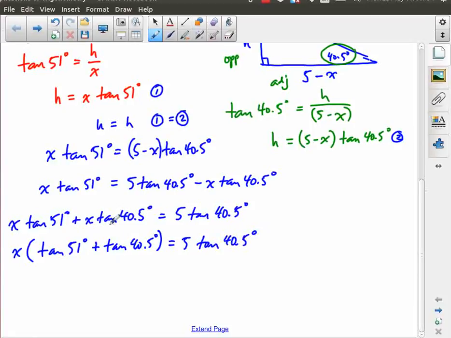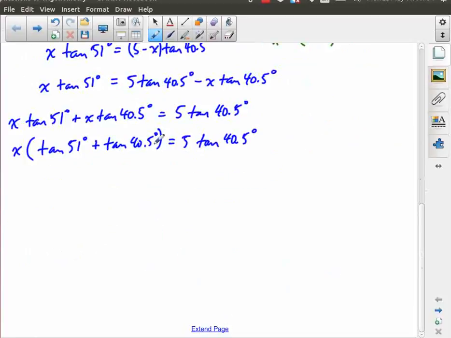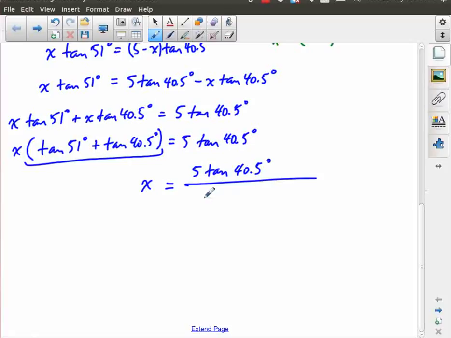Don't be intimidated by this. Remember, these are just numbers. The tan of 51 degrees, put that in your calculator, you get a number. Same for tan of 40.5. And now I'm going to take this whole thing and divide both sides by that. So now I end up with x is equal to 5 tan of 40.5 degrees over tan 51 degrees plus tan of 40.5 degrees.